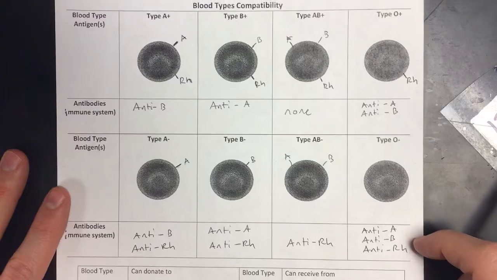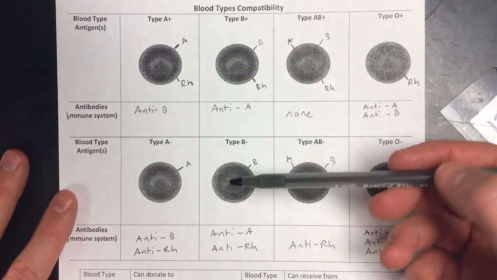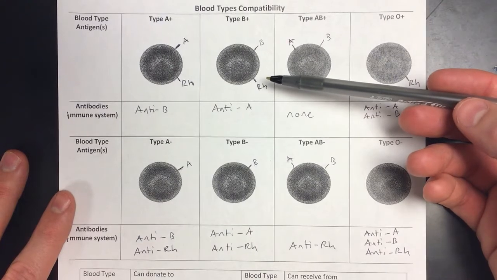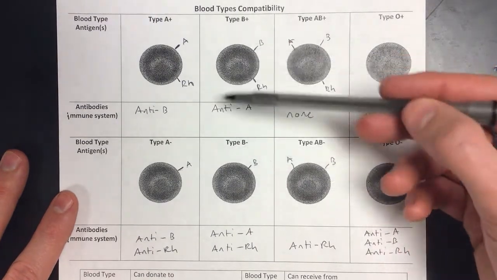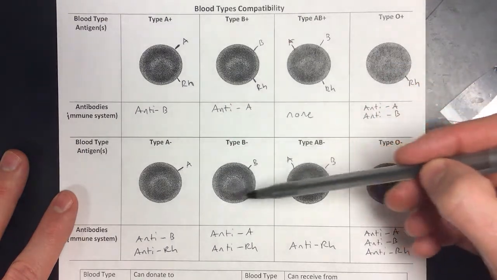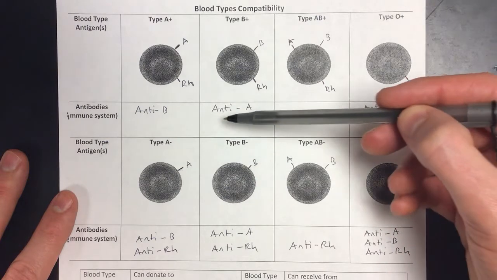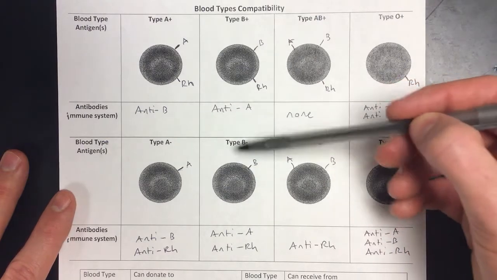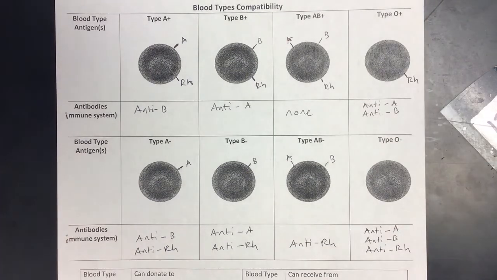So some basic trends in compatibility here. We can see that negatives can donate to positive versions of themselves. That should make sense. So if B negative wanted to donate to B positive, that wouldn't be a problem because the only antigen on the B negative red blood cell is B. And because B positive doesn't have an anti-B, B negative could donate to B positive without any problems.